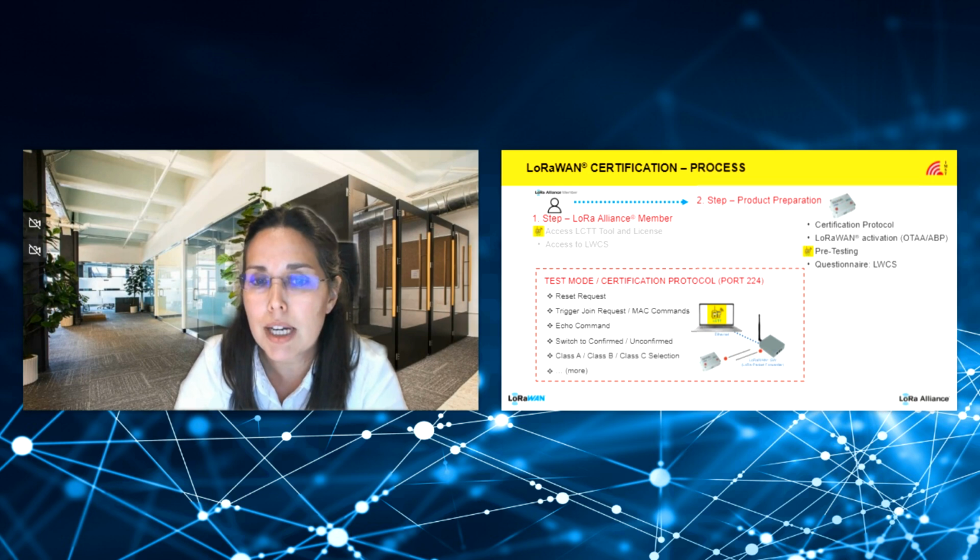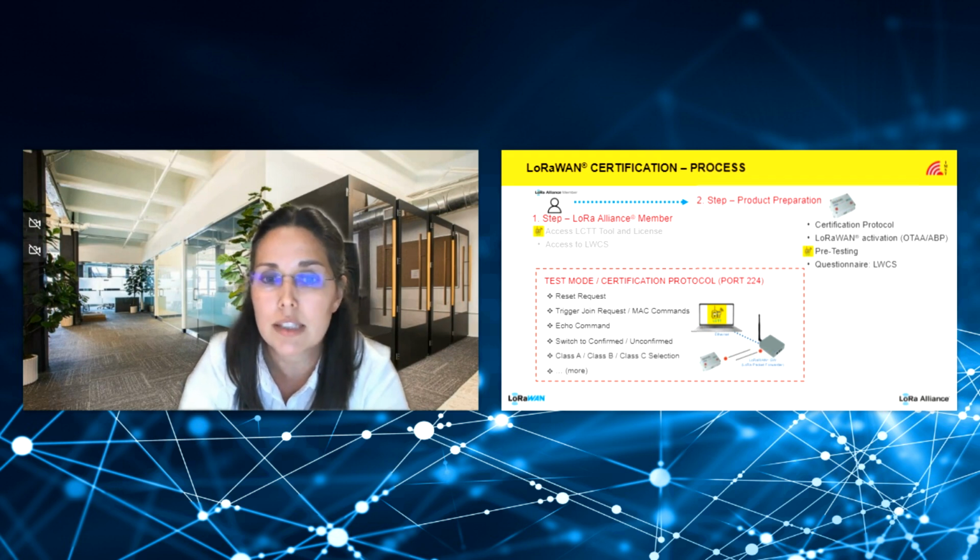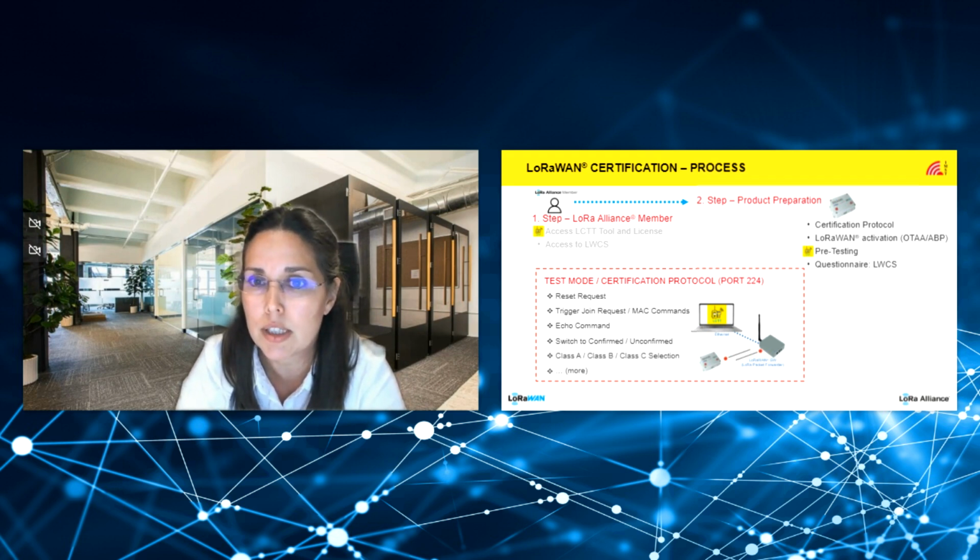Also, the end device will be prepared to be automatically activated. This means that in case over-the-air activation is selected, the end device will send a join request automatically after it's switched on. Then you will be able to run all the tests. It's important to note that the new web certification system is going to replace the old questionnaire, which includes all parameters of the end device.